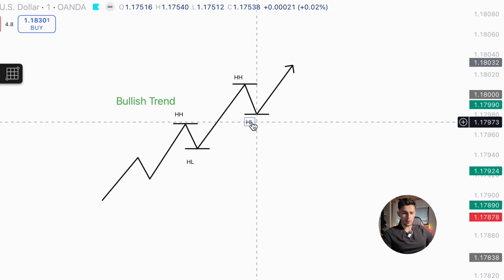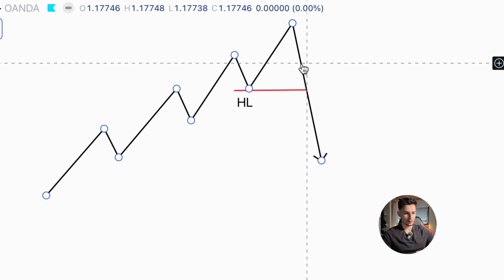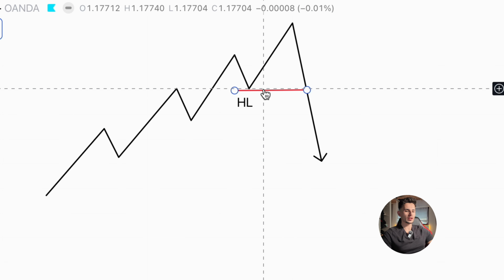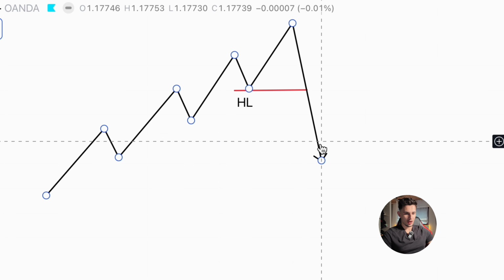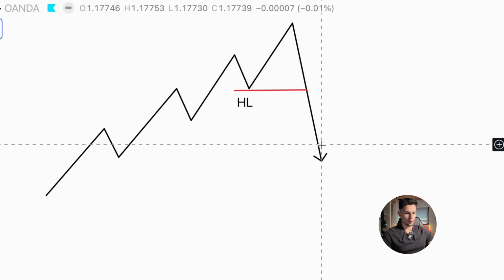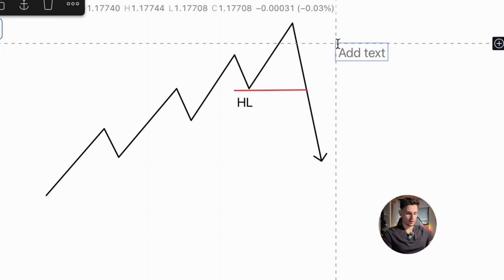And now at one point in the market, we see that price does not go higher. We see that price decides to go lower. So now we see that price did not continue to go up. Instead, price just disrespected the previous higher low and went all the way down. In this case, we have a bearish break of structure.